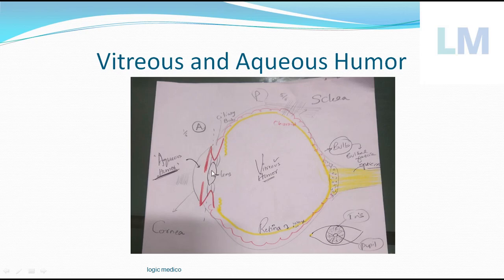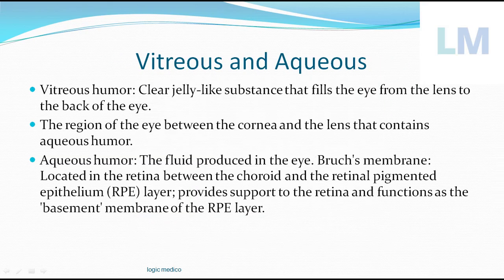Aqueous humor is a liquid, 99.9% liquid, present in front of the lens. It maintains the intraocular pressure and the shape of the cornea, and nourishes the lens and the cornea. Vitreous humor is a jelly-like substance which is behind the lens in the posterior 5/6 of the eyeball. It gives shape to the eyeball. It is anchored to the inner surface of the retina. It is a clear jelly-like substance that fills the eye, behind the lens, on the back of the eye, the posterior 5/6 of the eye. The region between the lens and the cornea, in front of the lens but behind the cornea, is the aqueous humor.